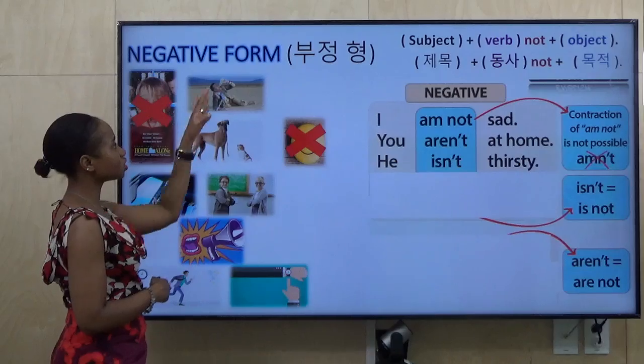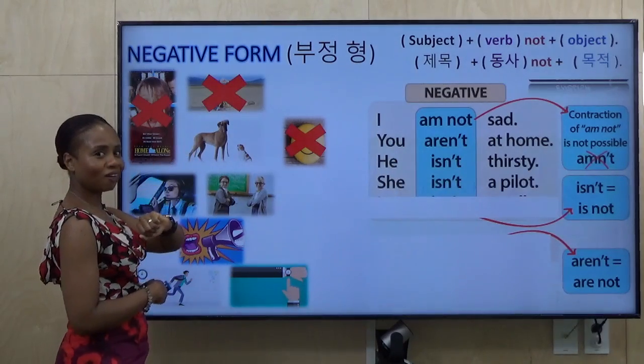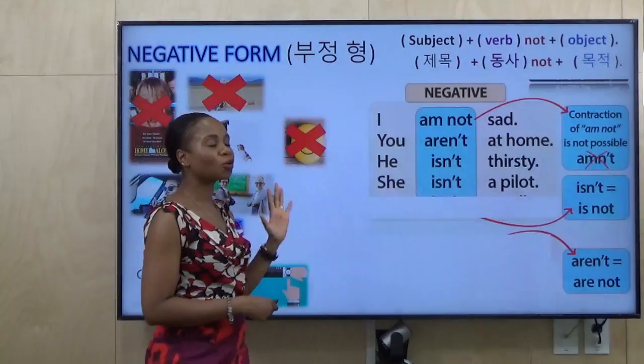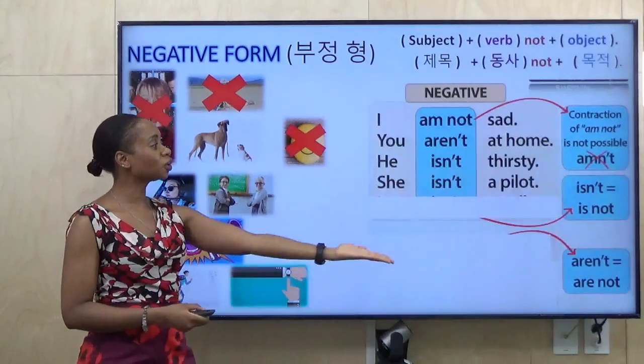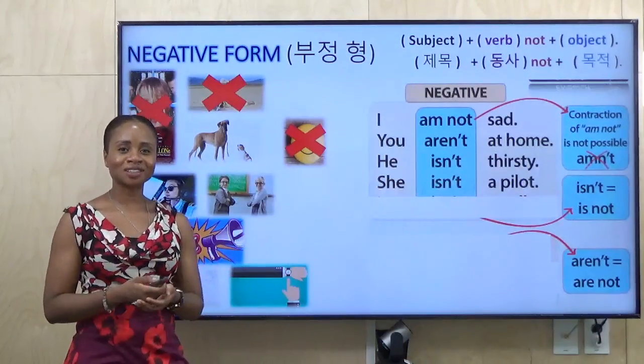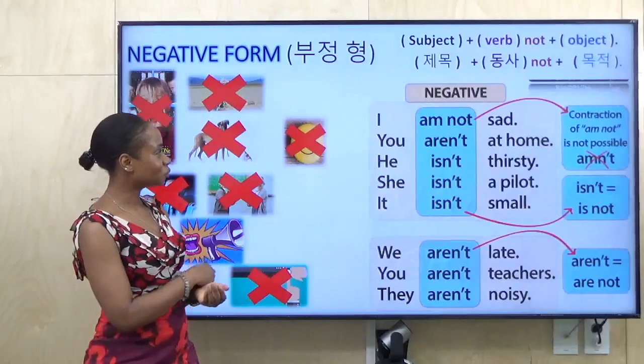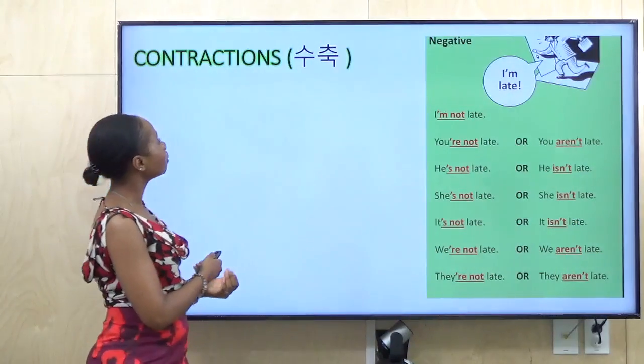You'll look at the pictures, and if you guess right... So I'd like you to practice at home when you have your PPT. I will give you this PPT for you to practice at home. Let's move on to the next section.